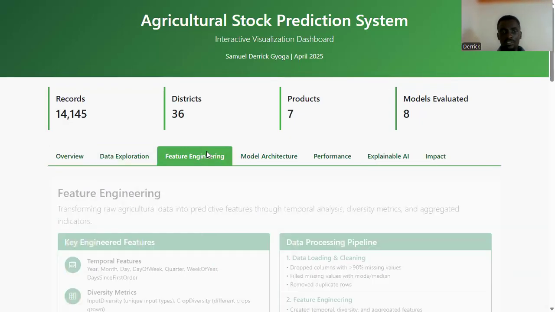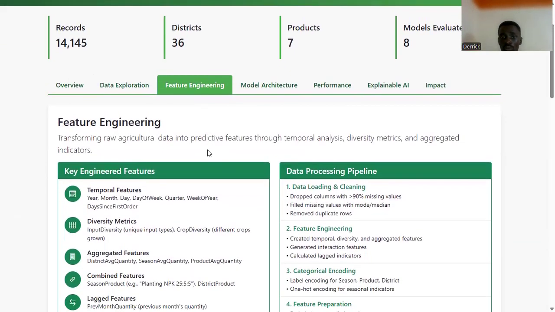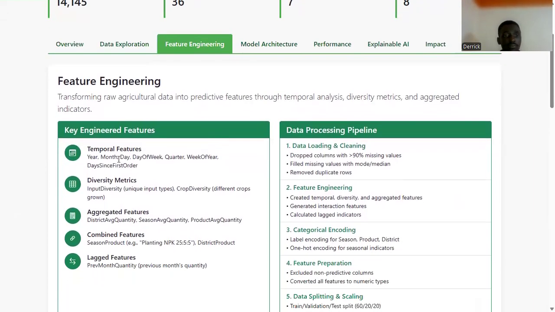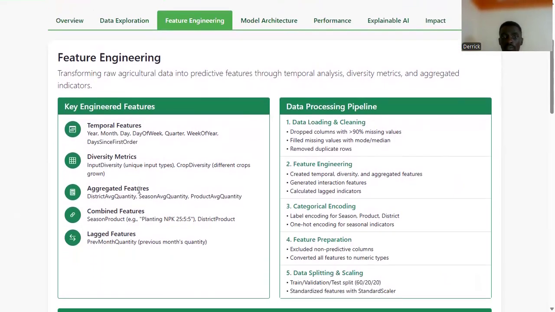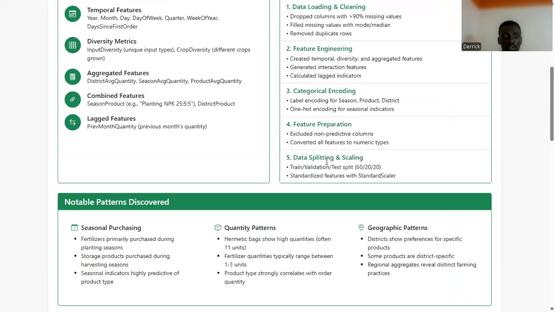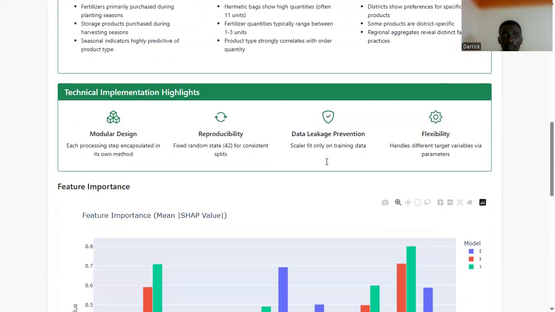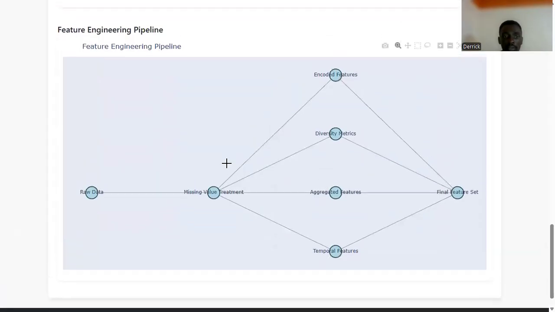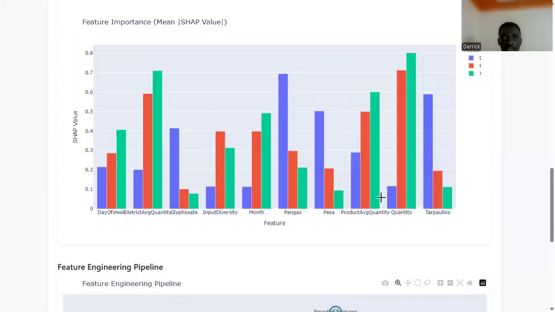So in our feature engineering, I also talked about that, and this is all that happened. The temporal features were year, month, day. I already talked about this in our pipeline, and this was our data processing pipeline, whereby we go through data, missing value treatment, encoded features, diversity matrix, aggregated features, temporal features, and final feature set.